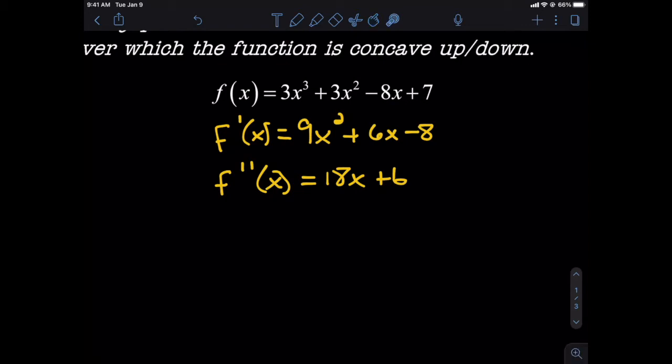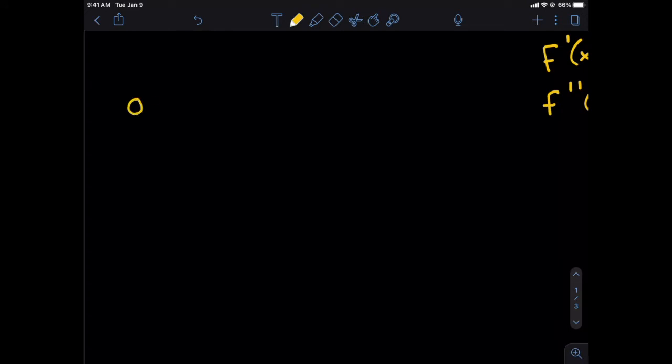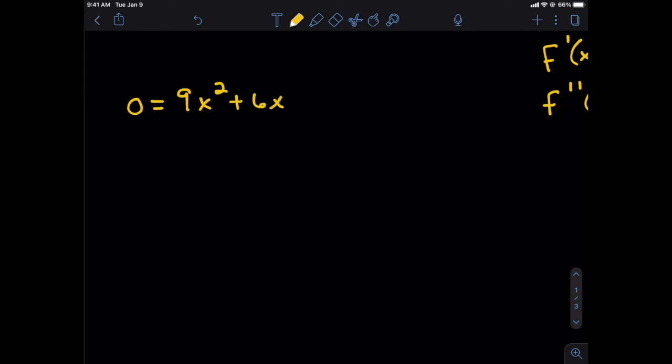For our analysis, let's start by taking f prime, setting it equal to 0, and solving. This will get us our critical values, which will enable us to get all kinds of other information. So we take f prime, set it equal to 0, and that gives us 0 equals 9x squared plus 6x minus 8. We can factor this. You'll have to take my word for it, but we get 3x plus 4, and then 3x minus 2.